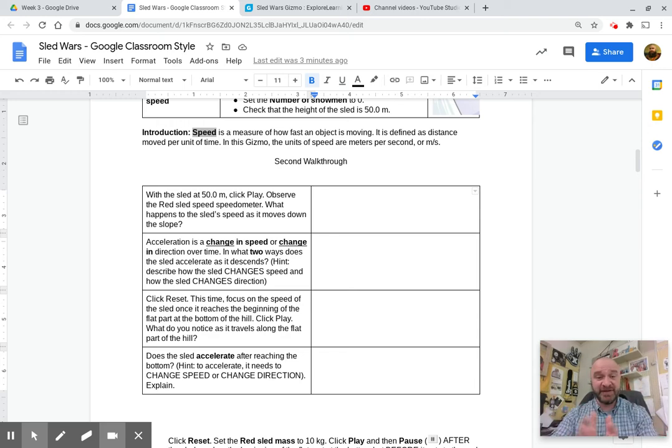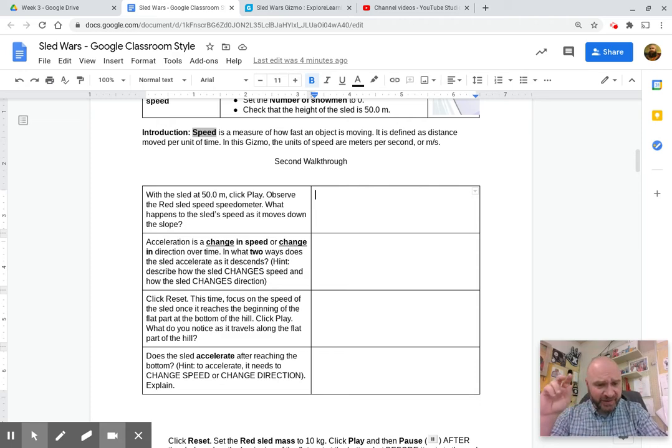So let's pay attention. Acceleration is a change. I underlined that. I put it in bold. That's what students seem to miss the most. Acceleration is a change in speed or a change in direction. So later on, I'm going to ask you, did it accelerate? We're looking for a change in speed or a change in direction.